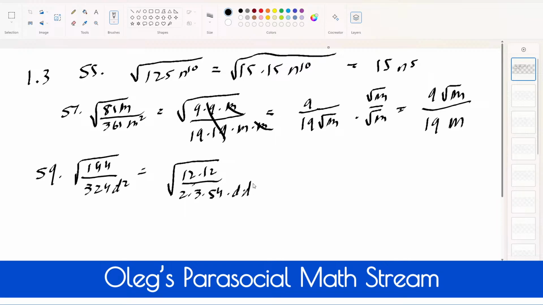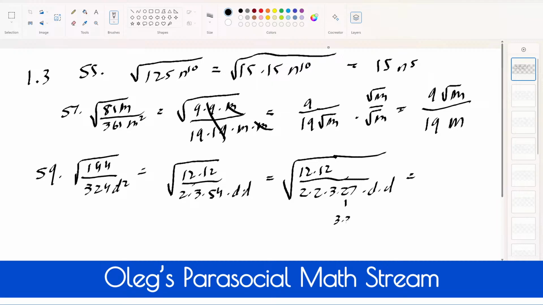So what can we do with 54? Let's divide that by 2. That's 27. So now we have 12 times 12 over 2 times 2 times 3 times 27 and times d. And you can see where we're going with this. So that means the 27 is going to be 3 times 3 times 3. Okay, so that breaks it down very nicely. Everything breaks down very nicely.